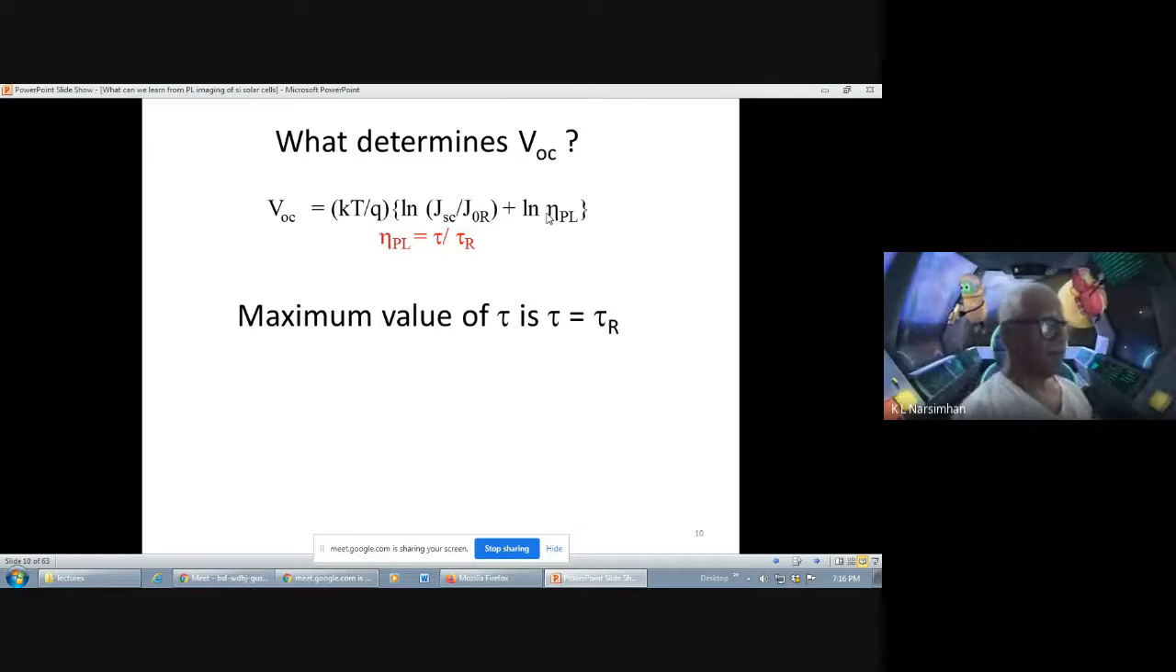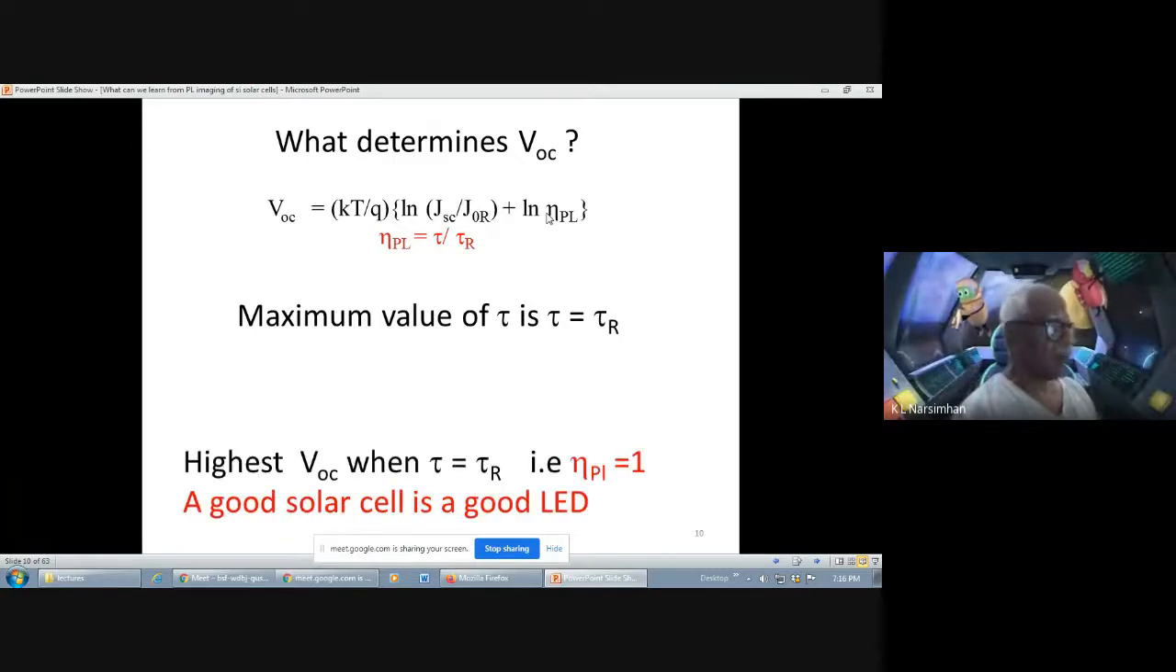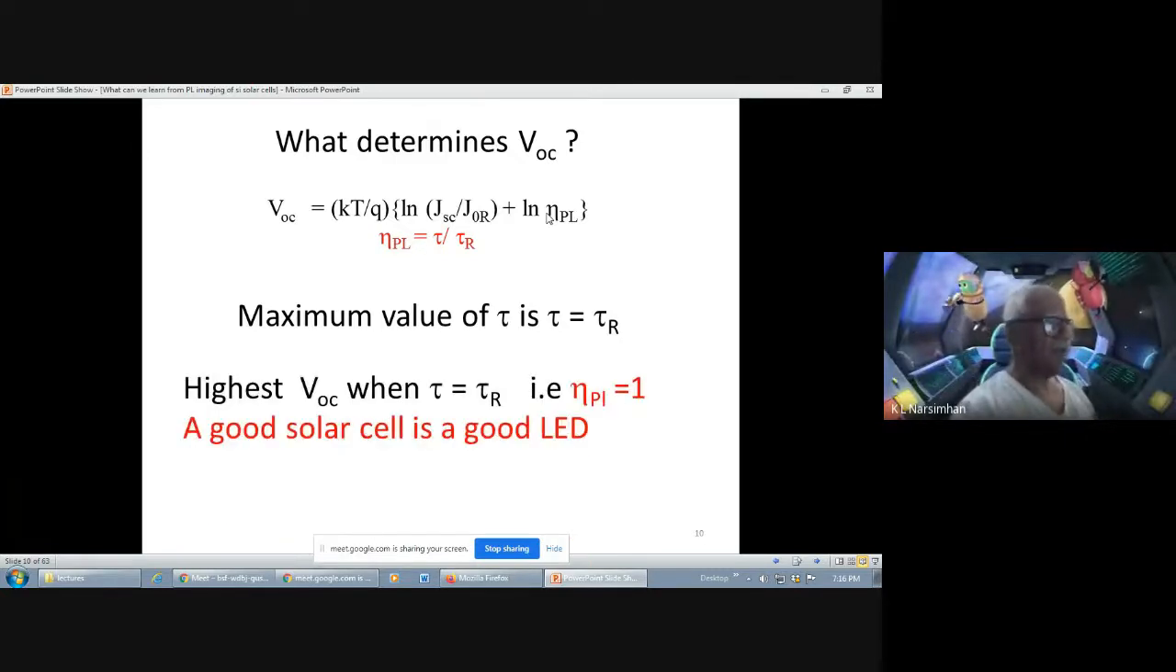And since the maximum value of tau is tau r, the highest VOC you get is when tau equals tau r. In other words, when it's a very efficient luminescence, a good solar cell is a good LED. This is something that initially came as a surprise to many people, but once you look at these equations, it is quite obvious that that is what it would be.